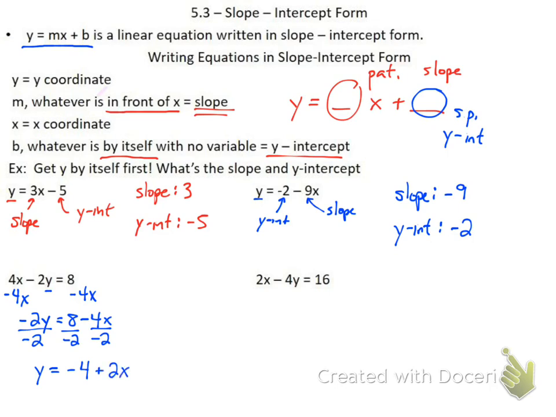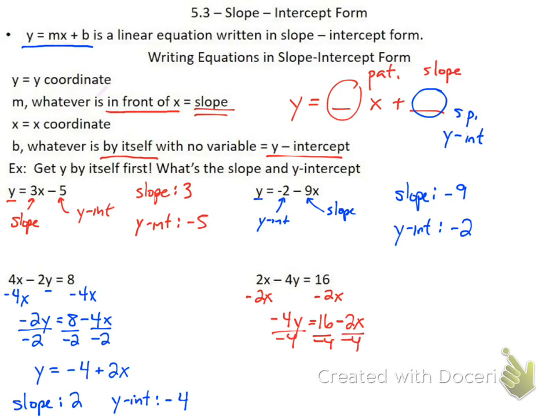Once I'm there, again, recognize that my slope is the thing in front of the x. So my slope is 2, and my y-intercept is -4. With the second one, same thing. I'm going to move the x first, so subtract the 2x over to the other side. Get -4y is equal to 16 minus 2x, and then divide everything by -4. Get y is equal to -4 plus, careful with this one, 1/2 x. -2 divided by -4 gives me positive 1/2. And so again, my slope is the number in front of the x, so it's 1/2. My y-intercept is -4.